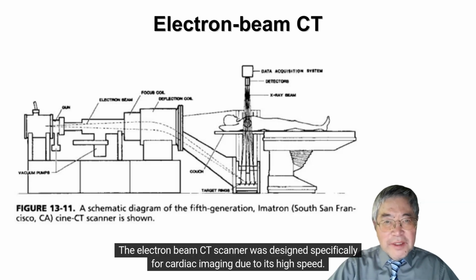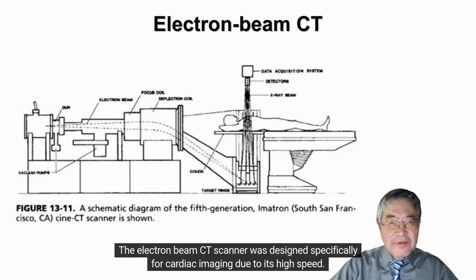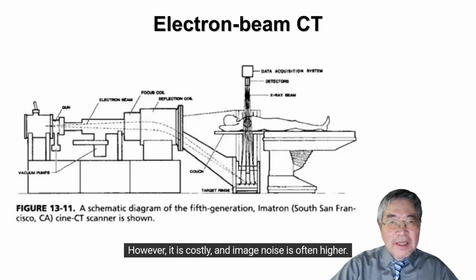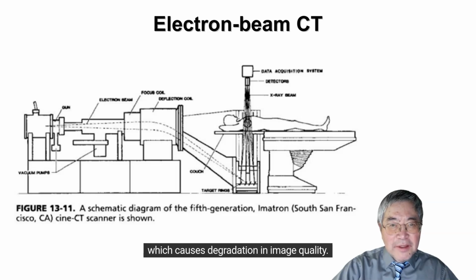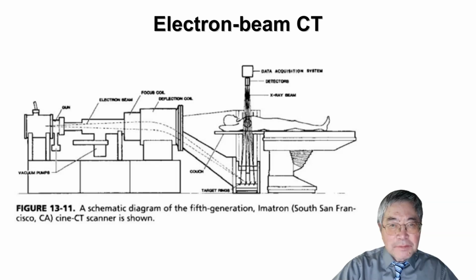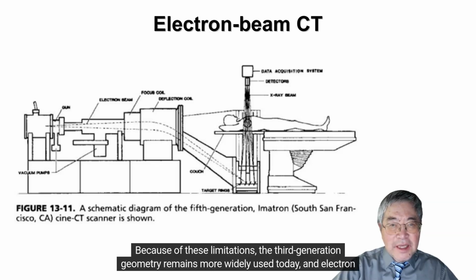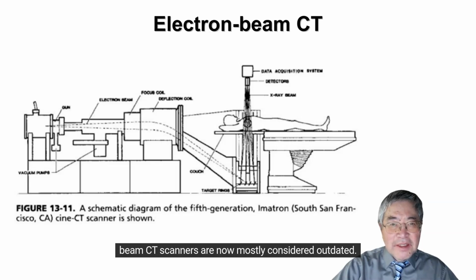The electron beam CT scanner was designed specifically for cardiac imaging due to its high speed. However, it is costly and image noise is often higher. Additionally, the fourth generation geometry faces problems with scattered signals affecting other detectors, which causes degradation in image quality. Because of these limitations, the third generation geometry remains more widely used today, and electron beam CT scanners are now mostly considered outdated.